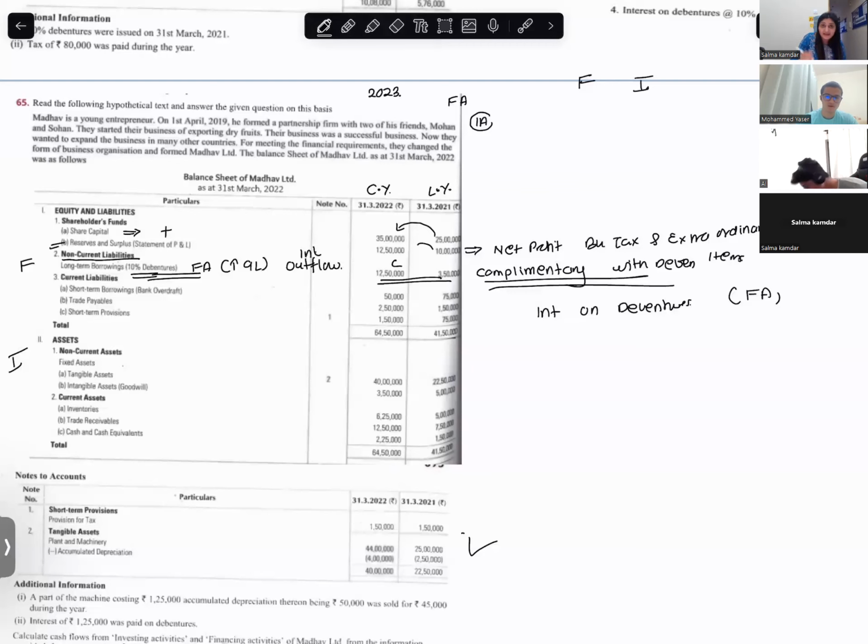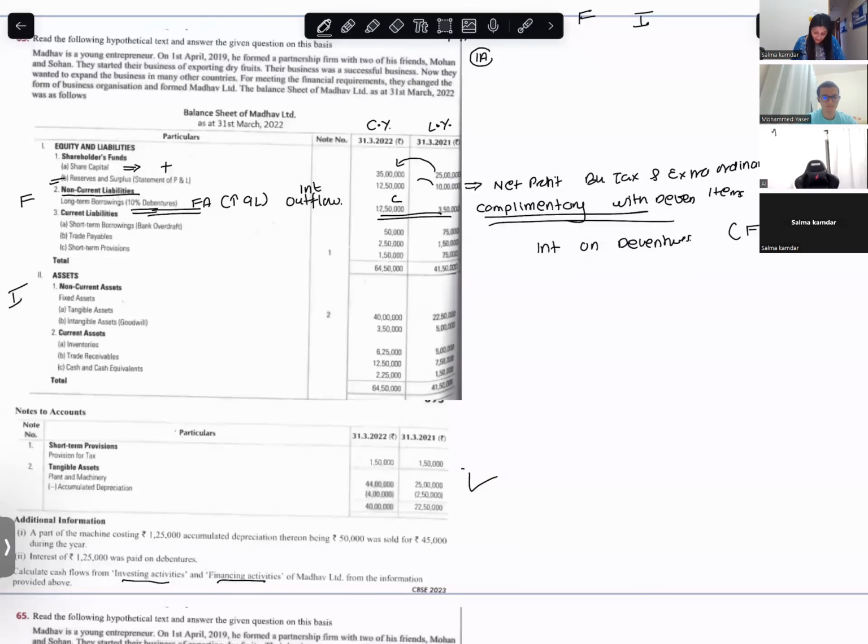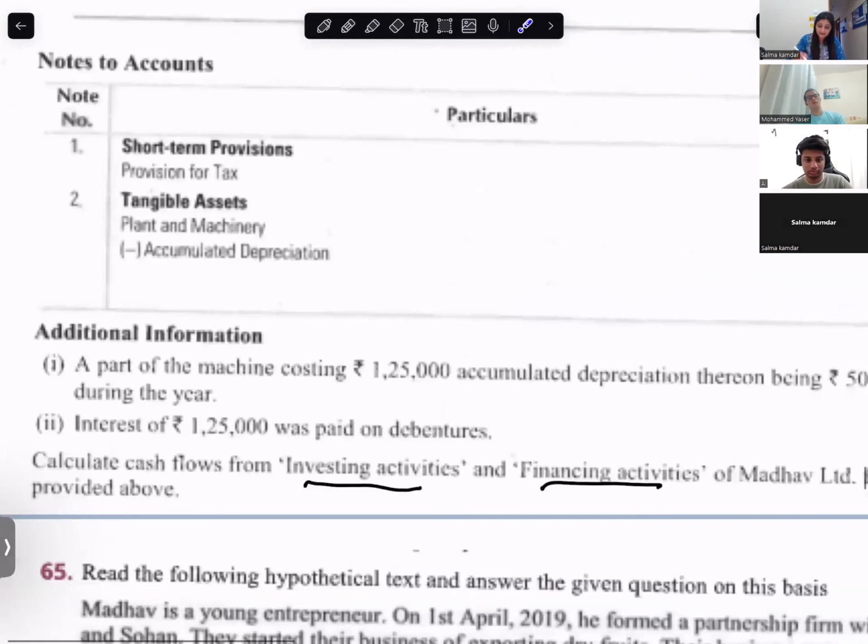But you have to always see in the additional information if the debentures are issued on the last date or in the middle of the year. Over here, have they given you any date for interest on debentures? Check in the additional information. This is for the asset. They have directly given you interest on debentures. Can you see that? Yes, ma'am. One lakh twenty-five thousand interest on debentures is directly given, financing activity outflow.